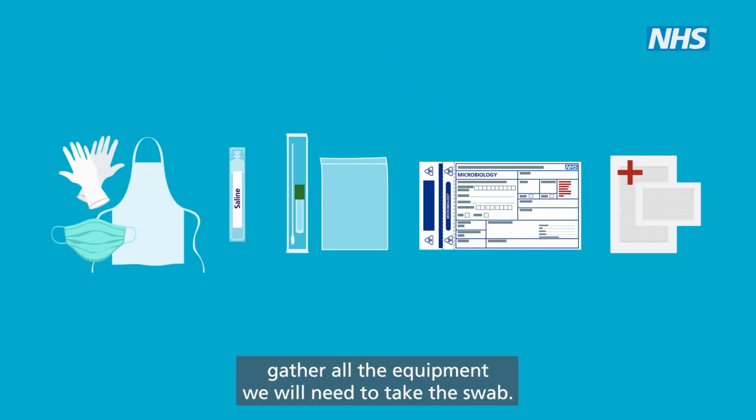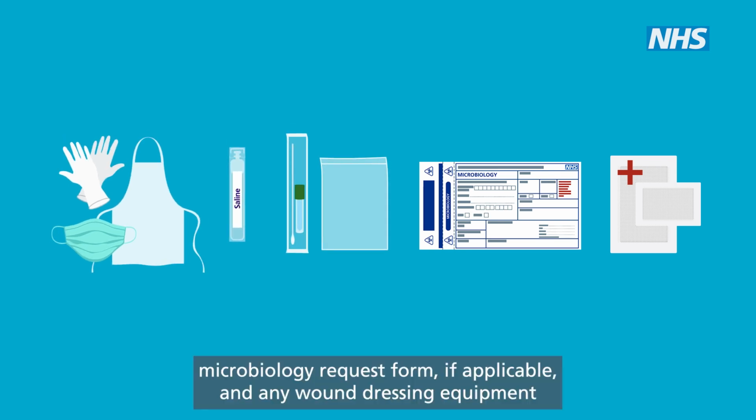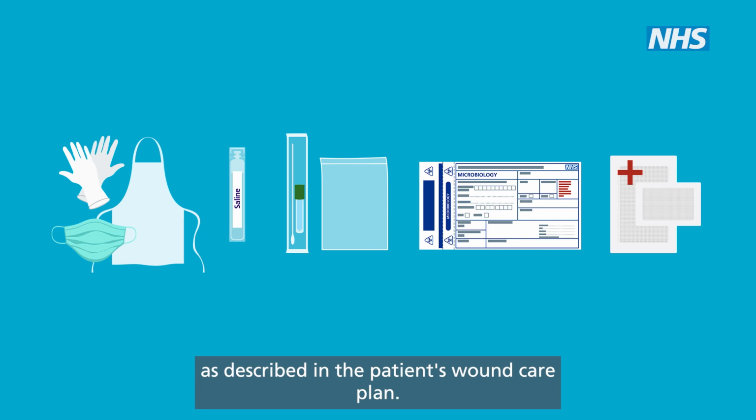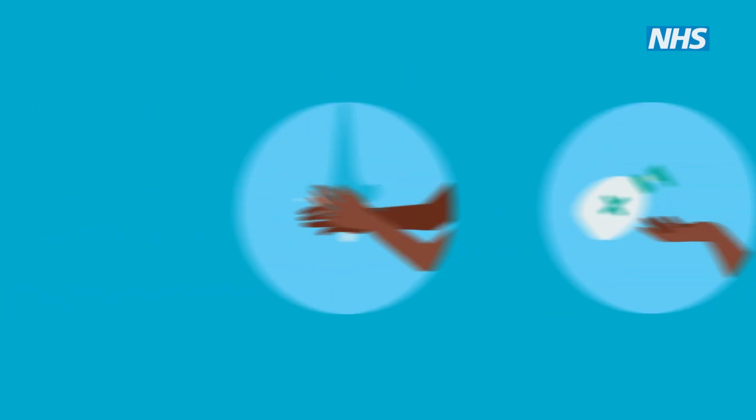We then need to gather all the equipment we will need to take the swab. This will include PPE, saline, wound swab, microbiology request form if applicable, and any wound dressing equipment as described in the patient's wound care plan. Ensure the patient's privacy is protected by closing curtains and shutting doors.